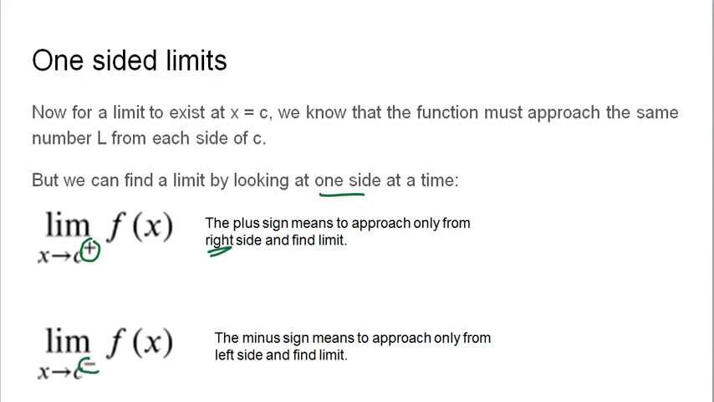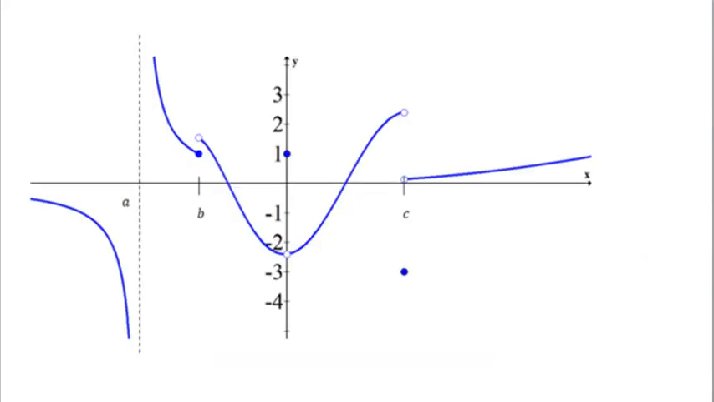If I add a little minus sign in the upper right corner of the c, that means I am only asking you about what happens as we approach from the left. Now, if I don't have a minus sign or a plus sign, I just have c, well then that is asking you about the overall limit approaching from both sides. But if they're only going from plus or minus, then I'm only looking at one side at a time. So let's look at an example of this.